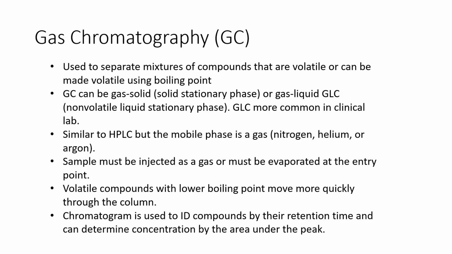GC can be a gas-solid, where you have a solid stationary phase, or gas-liquid, with a non-volatile liquid stationary phase. GLC is more common in the clinical lab. It's similar to HPLC, but the mobile phase is a gas, such as nitrogen, helium, or argon. The sample must be injected as a gas or must be evaporated at the entry point. Volatile compounds with lower boiling points are going to move more quickly through the column.